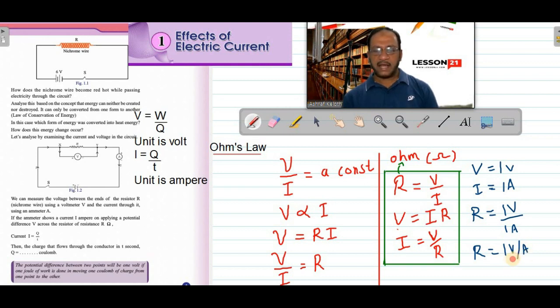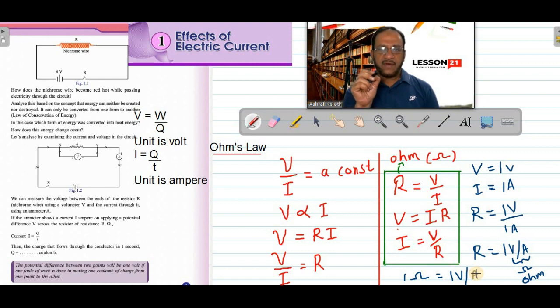This volt per ampere is given another name, ohm. That is the unit of resistance. So 1 ohm is equal to 1 volt per ampere. It means if you have a bulb whose filament has 1 ohm resistance, then if you provide 1 volt potential difference, the current will be 1 ampere.